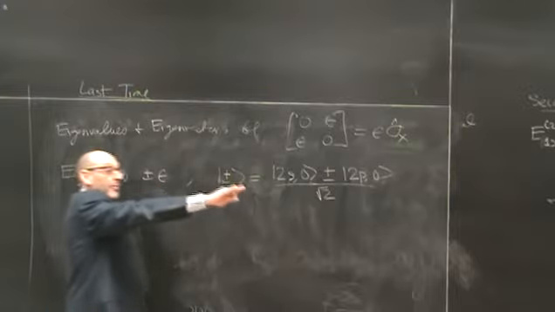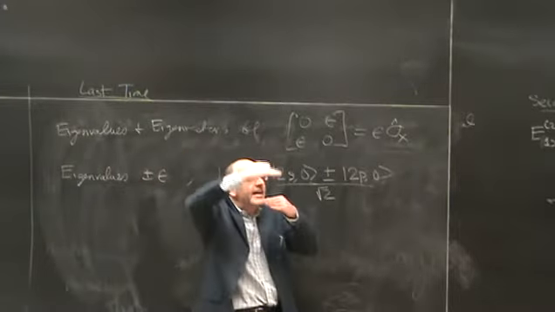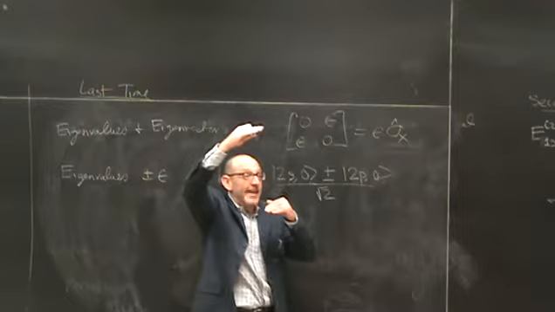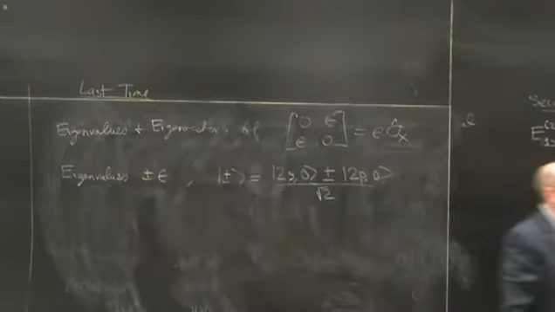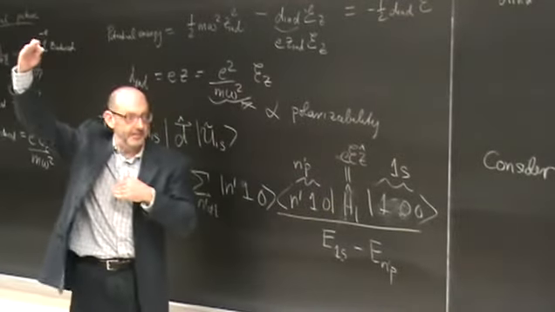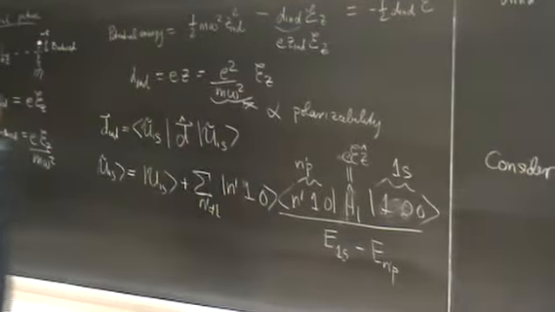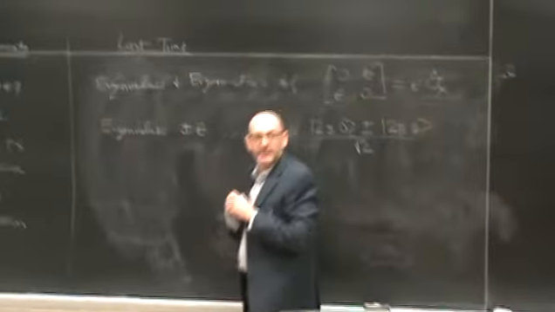Unlike the non-degenerate case, where we just had a small amount of admixture of, say, the 1s with a little bit of the p states, because it was a non-degenerate case. When you have degeneracy, you have a strong mixing. Okay?